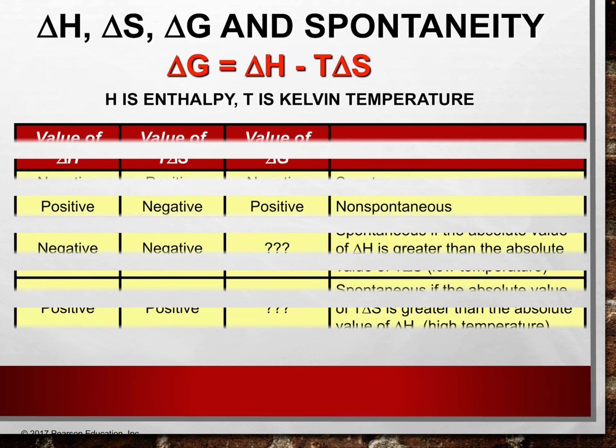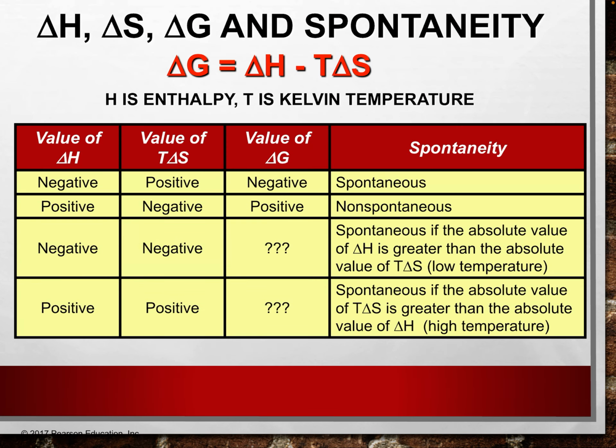Okay, so let's look at this again, just kind of qualitatively. So if delta H is negative and T delta S ends up being positive, then our value of delta G will always be negative and it will always be spontaneous. If the opposite is true, if we have a really positive delta H, a negative T delta S, then we're always going to get a positive delta G, which means it will never ever be spontaneous. Because remember, we want delta G to be negative.